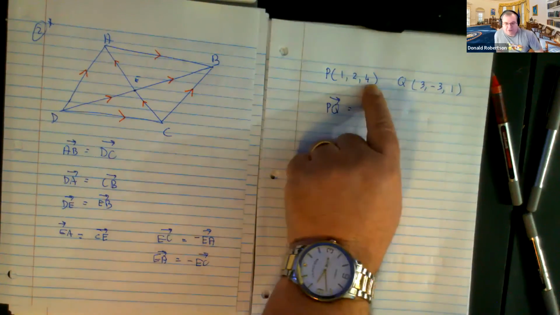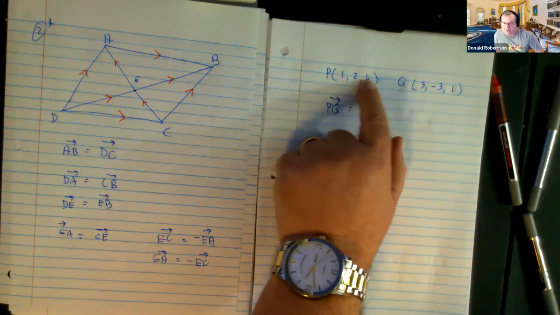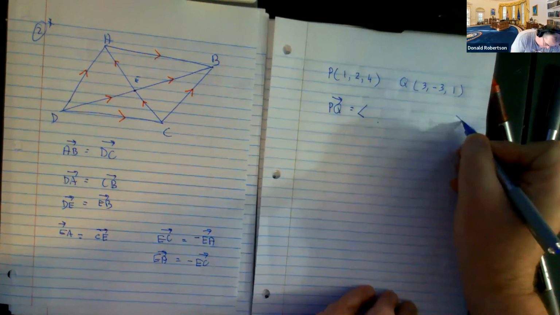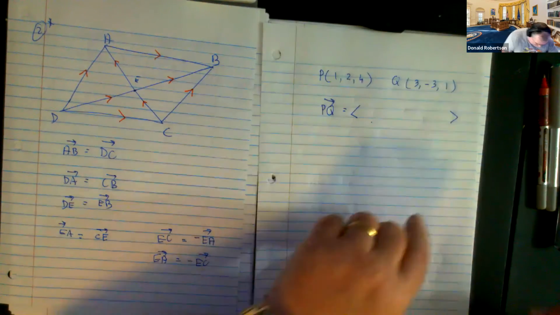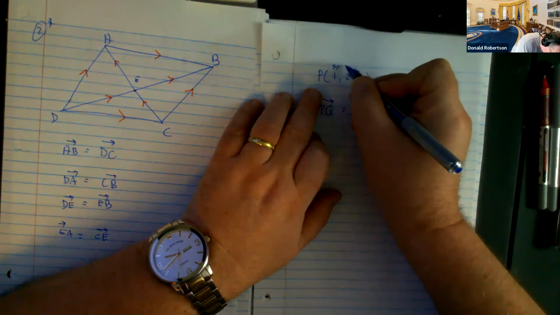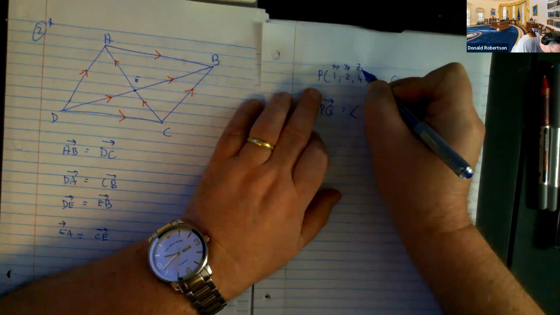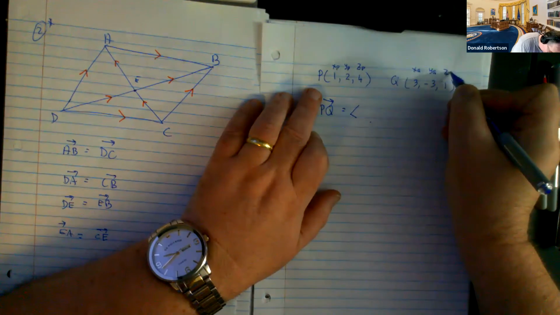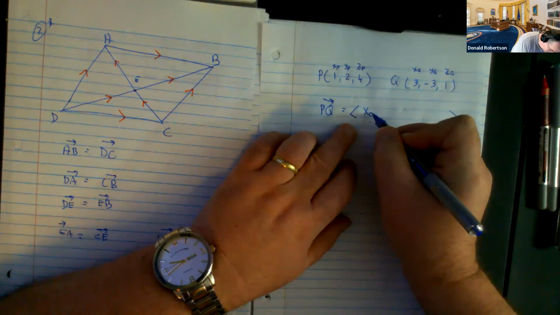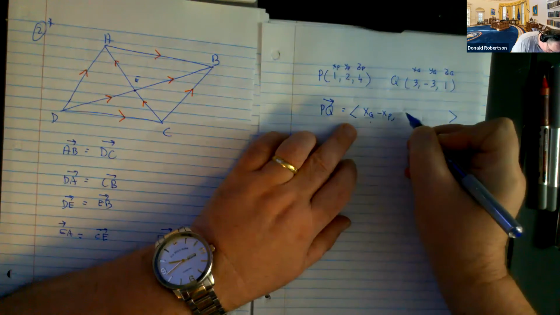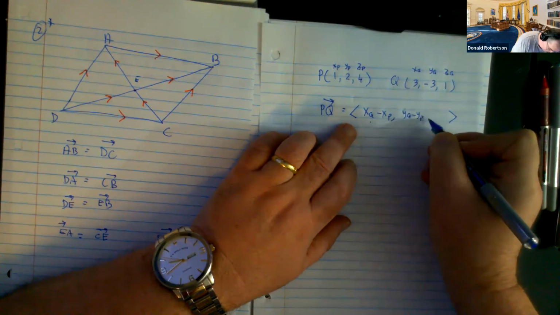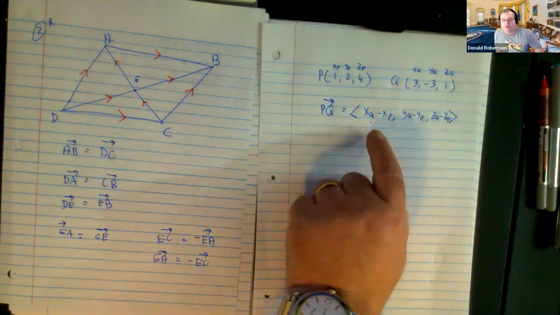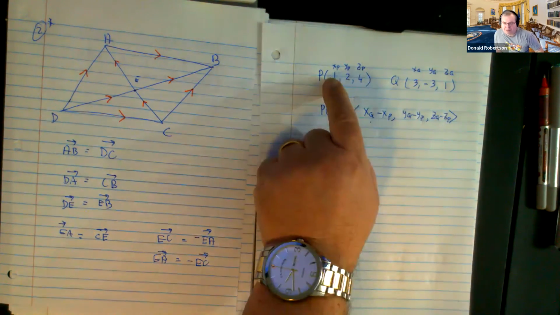So I've got P is this coordinate, right? Now these are coordinates, not vectors. So P is this coordinate, Q is this coordinate. I want to find the vector from P to Q. So I'm going to call this guy XP, YP, ZP. I'm going to call this XQ, YQ, and ZQ. And it's X of Q take away X of P, comma, Y of Q take away Y of P, comma, Z of Q take away Z of P. That is the formula that you use to find the vector joining P to Q.